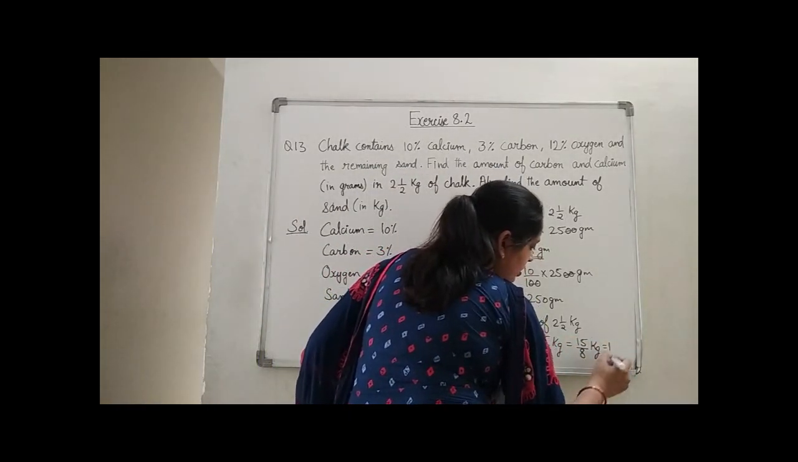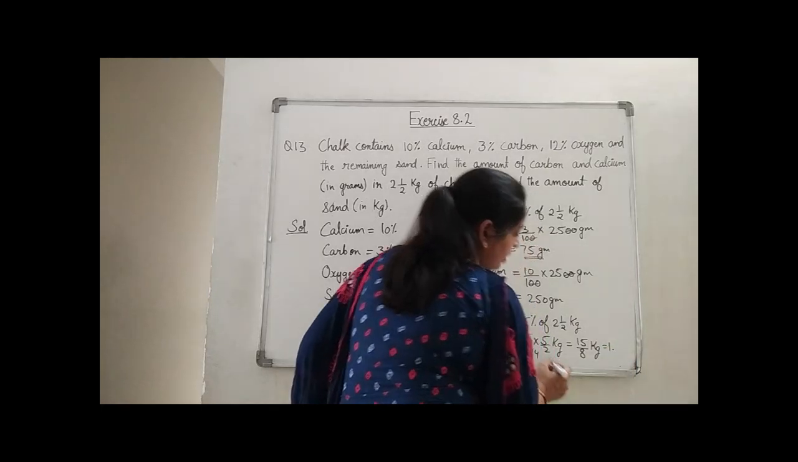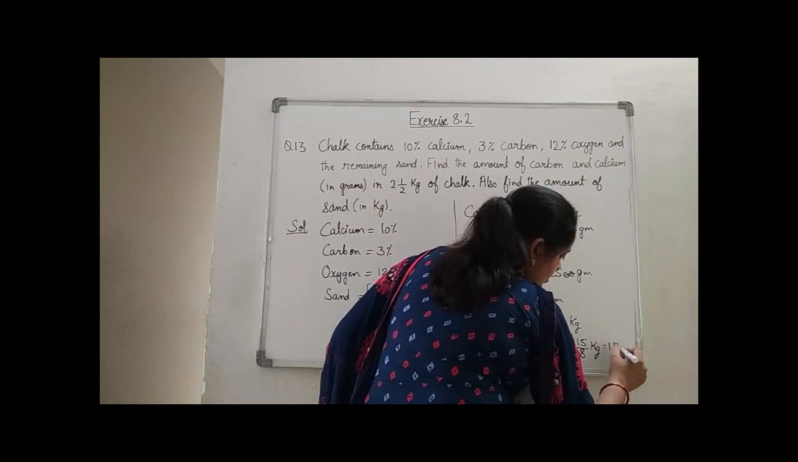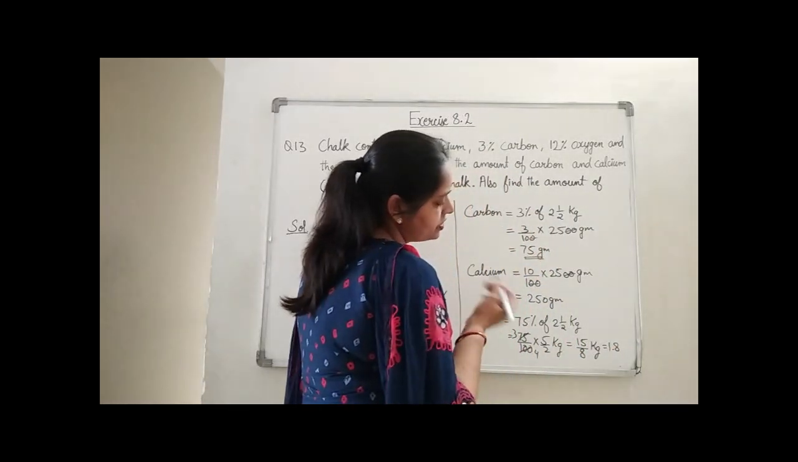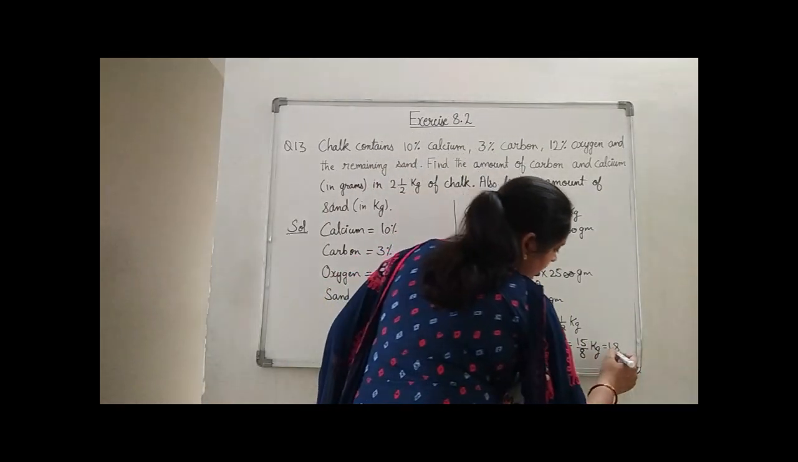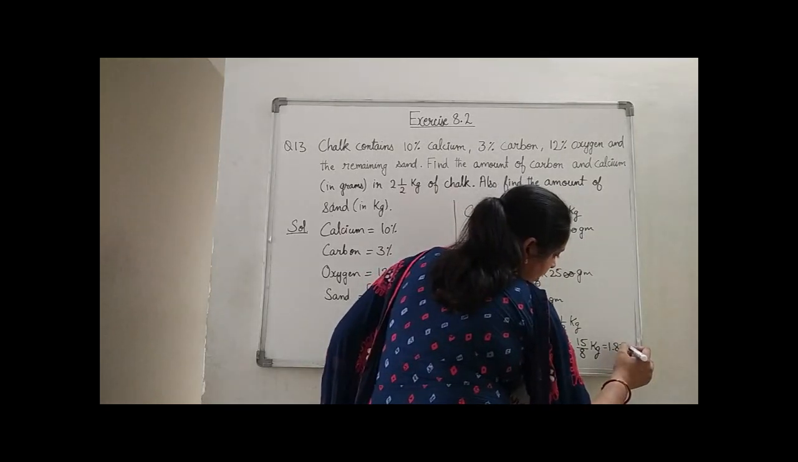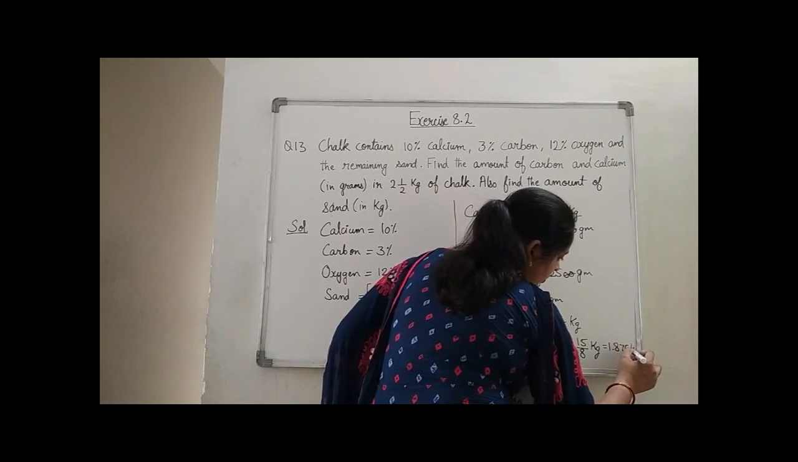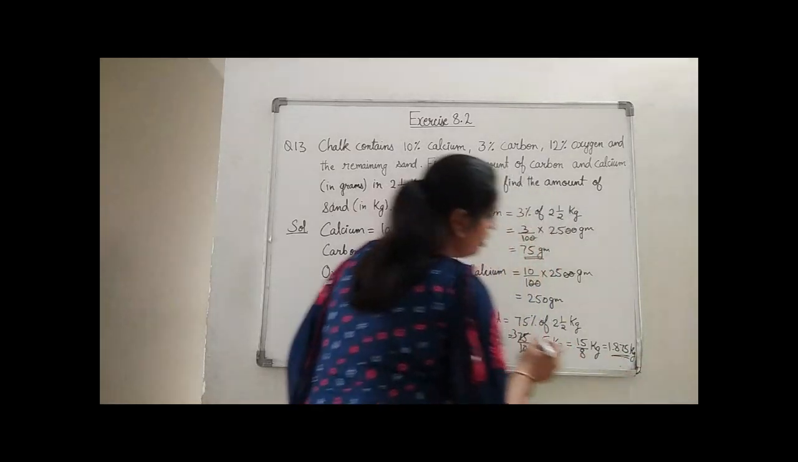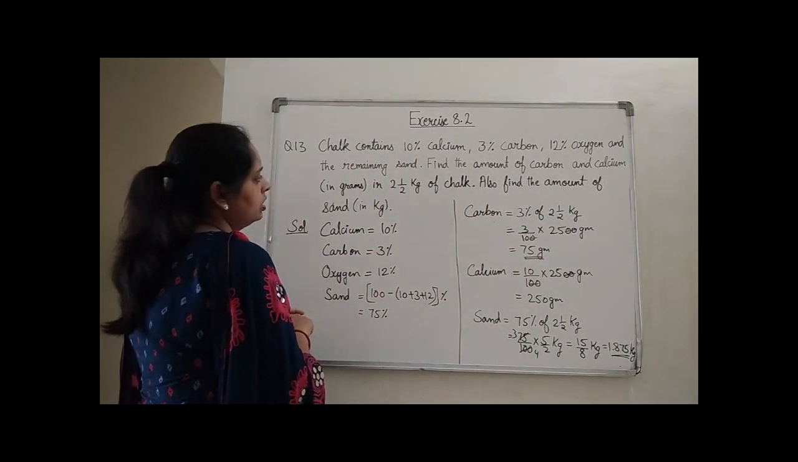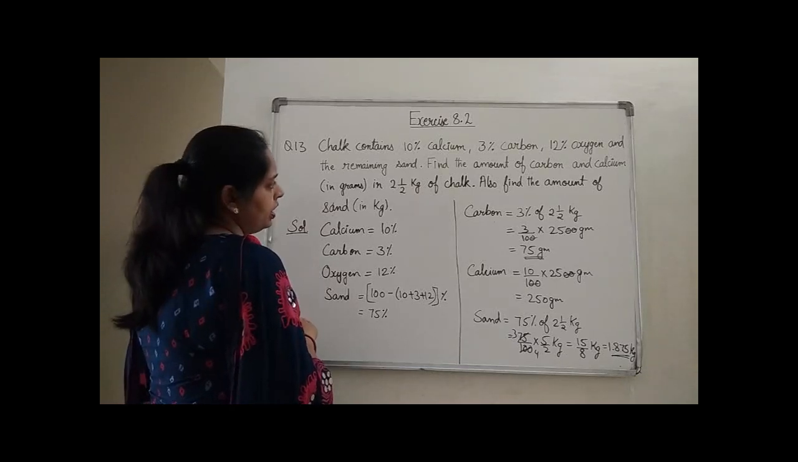That will be equal to how much? 8 1s are 8. What is left? 7 is left. 7 0. So 8 8s are 64. How much is left? 6 is left. So 60. 8 7s are 56. 4 is left. 40. 8 5s are 40. So we are having sand of 1.875 kg in the chalk, which is of 2.5 kg.